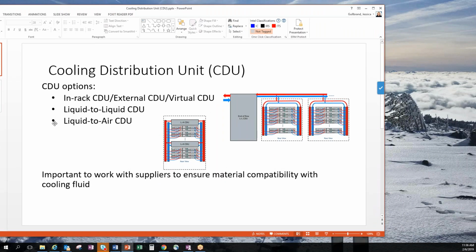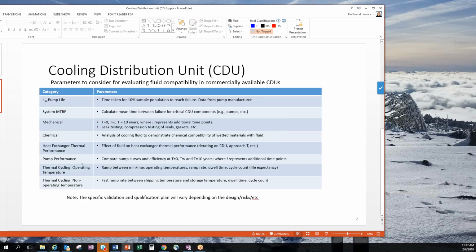CDU. So I'm expecting there to be, again, some of the wetted materials, of course, in the CDU itself. So the CDU options that we have are in-rack CDU, external CDU, or virtual CDU, right? Virtual CDU just meaning we're using the facility water. And liquid-to-liquid CDUs, liquid-to-air CDUs, and highlight the importance of ensuring material compatibility with the cooling fluid of the materials that are in there. So we started putting a list together as well of parameters to consider for evaluating fluid compatibility in commercially available CDUs.